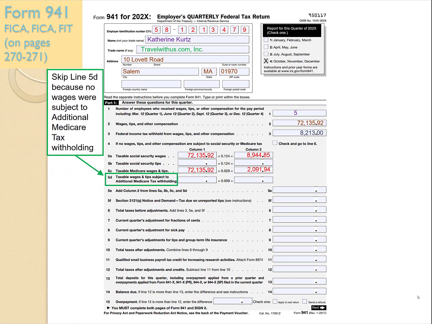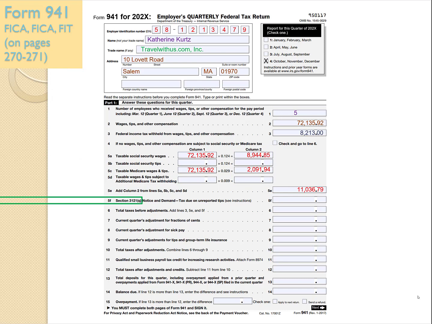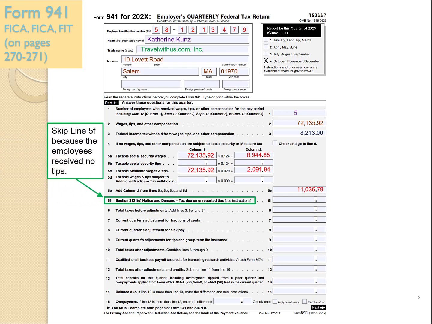Line 5D. We're going to skip it because no wages were subject to additional Medicare tax withholding. Line 5E. It says, add column 2 for lines 5A, B, C, and D. When we add those up, we get $11,036.79. Line 5F. We're going to skip this because the employees received no tips.